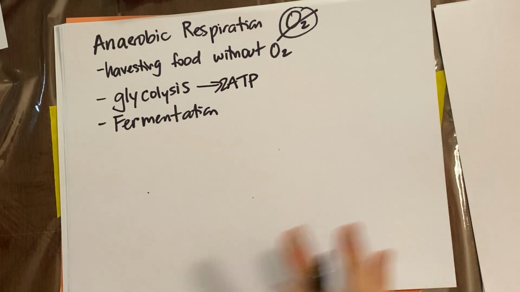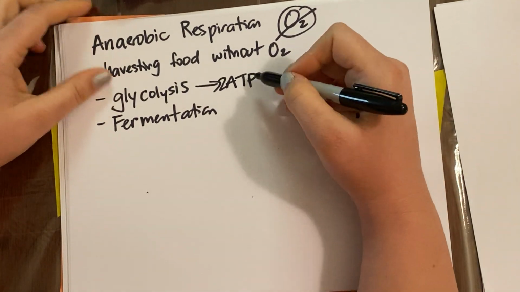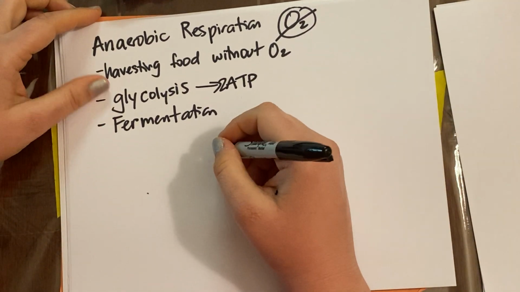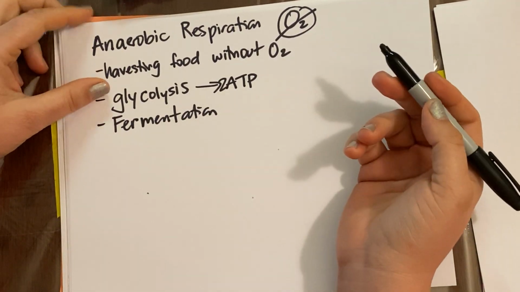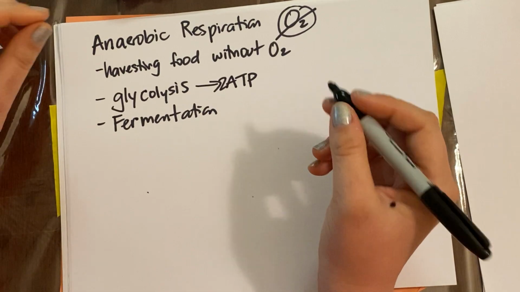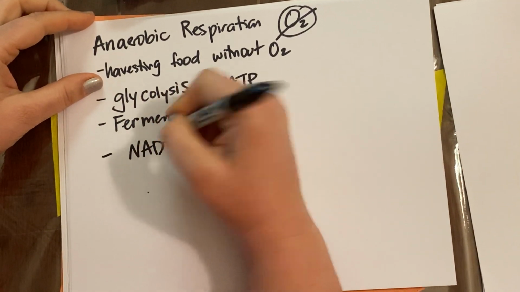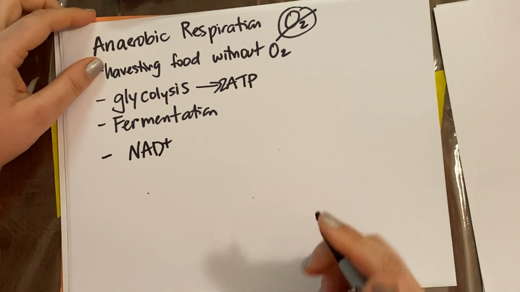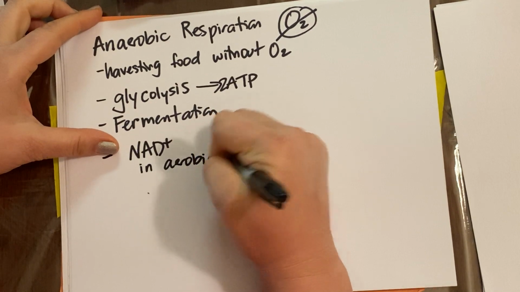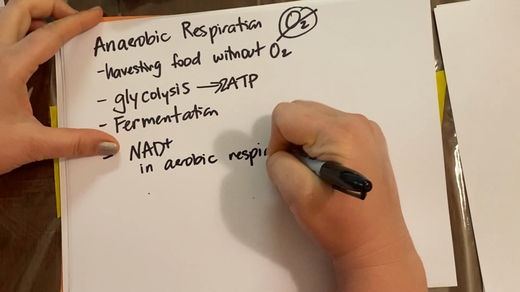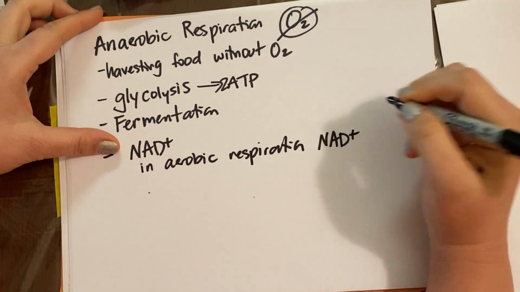Now, one of the major issues with glycolysis is that the end product, usually, is pyruvic acid. Under normal conditions with oxygen, in glycolysis you make pyruvic acid. However, when there's no oxygen, you have a problem with your NAD+. In aerobic respiration, NAD+ is recycled.